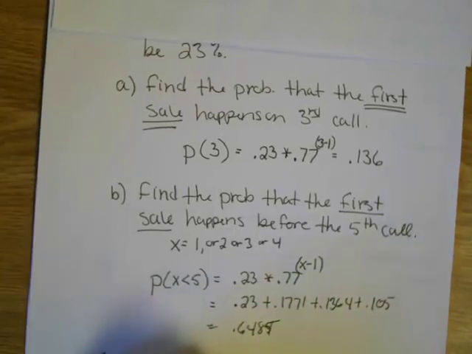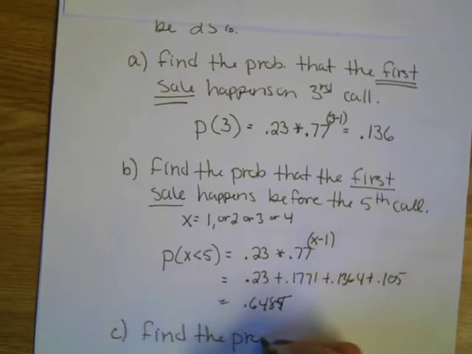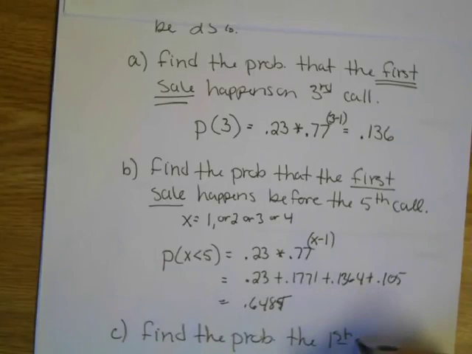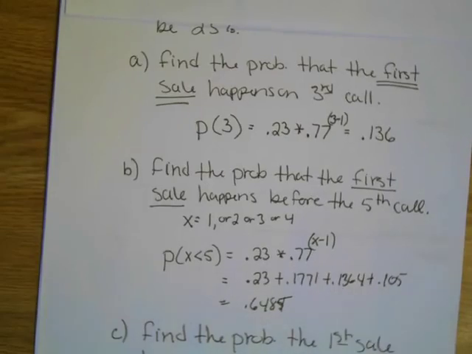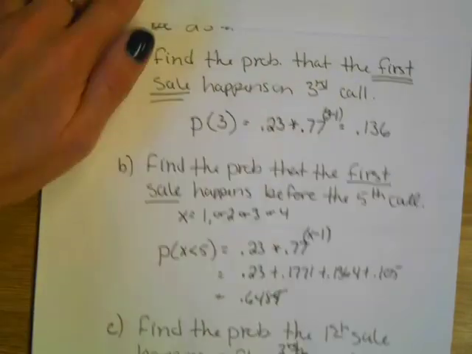All right. Try another one in here. Okay, this is the last one here. Find the probability that the first sale happens after the 6th call. Well, let's make it smaller. Let's say after the 3rd call. We'll make it a little smaller. After the 3rd call.